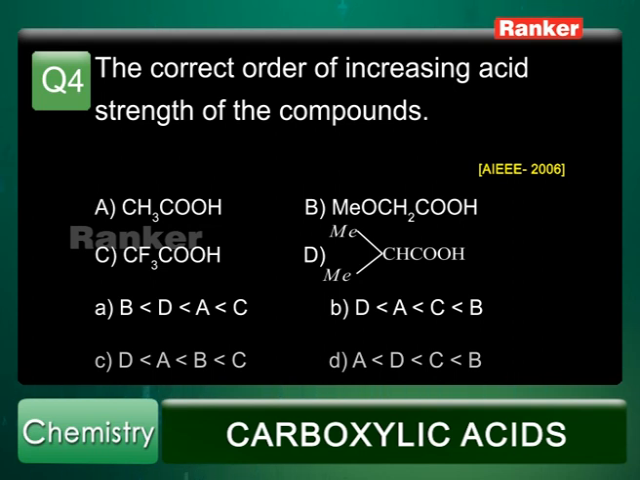Now the options given: acetic acid, methoxy acetic acid. The methoxy group has a minus I effect, it cannot show a plus M effect here. So methoxy is a minus I, therefore slightly stronger. Option C is trifluoroacetic acid. This has 3 minus I groups, so therefore it is the strongest acid. Option D is an acetic acid with 2 methyls, that is the weakest acid here.